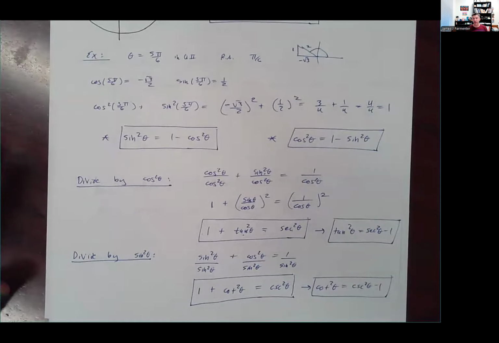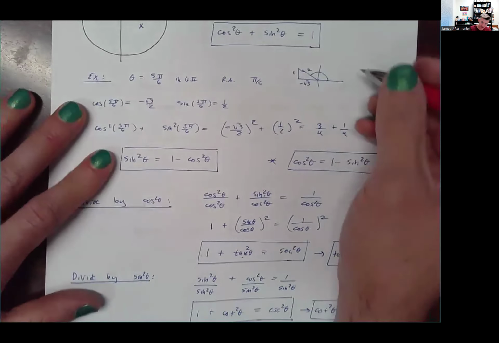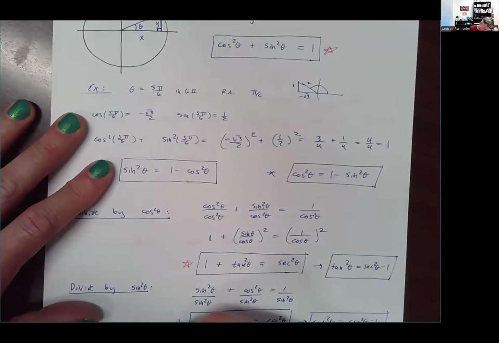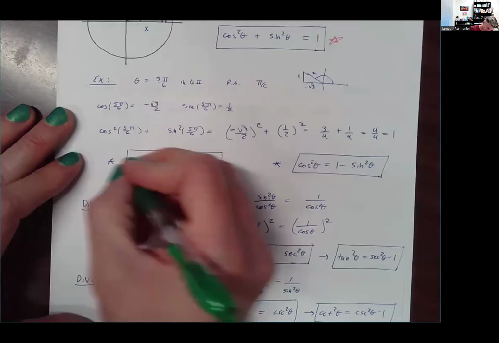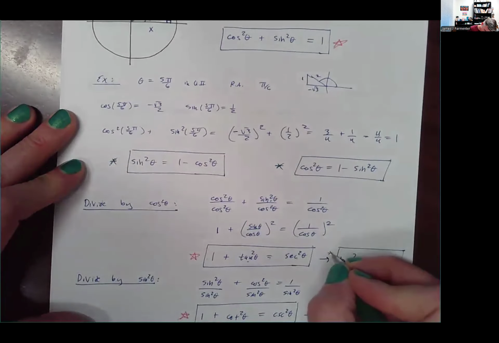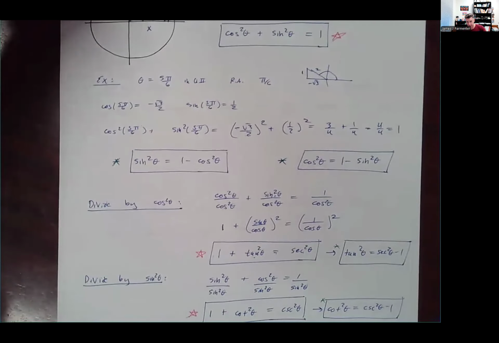So these are all your Pythagorean trig identities. You've got your original versions, this one here, this one here, this one here. And then you've got your alternate versions, these ones here, these ones here. All right. We're going to use these all in a second.